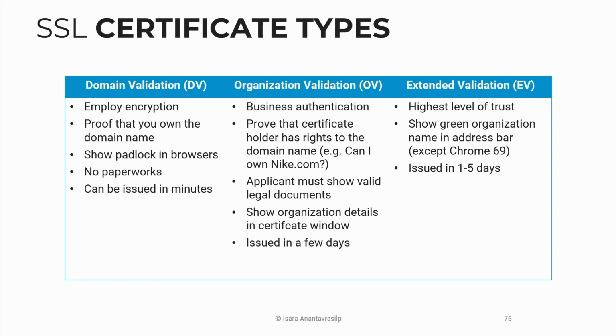And this is what we call OV, or organization validation. OV proves that you own the server, and proves that you own the domain name. It proves a bit more. It proves that you are actually a legitimate entity that is supposed to own that domain name. It proves your business authentication, or if you are an individual, it also proves that you are a legitimate person or not.